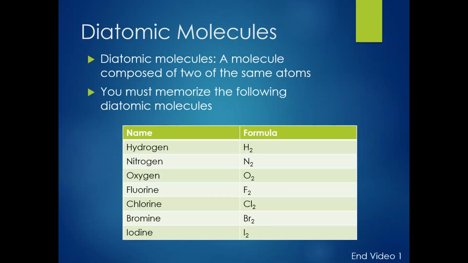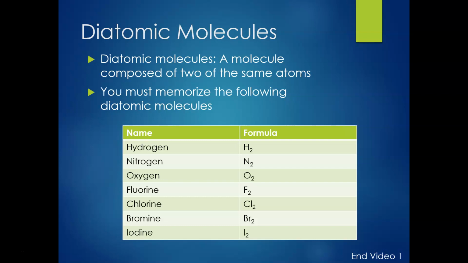Now, last thing we want to talk about are diatomic molecules. Now, we've mentioned diatomic molecules before, and that's a molecule composed of 2 of the same atom. You must memorize these. These are our Brinkelhoffs, make a 7 on the periodic table with the exception of hydrogen, however you want to memorize them. All of our diatomic molecules are covalently bonded to each other.